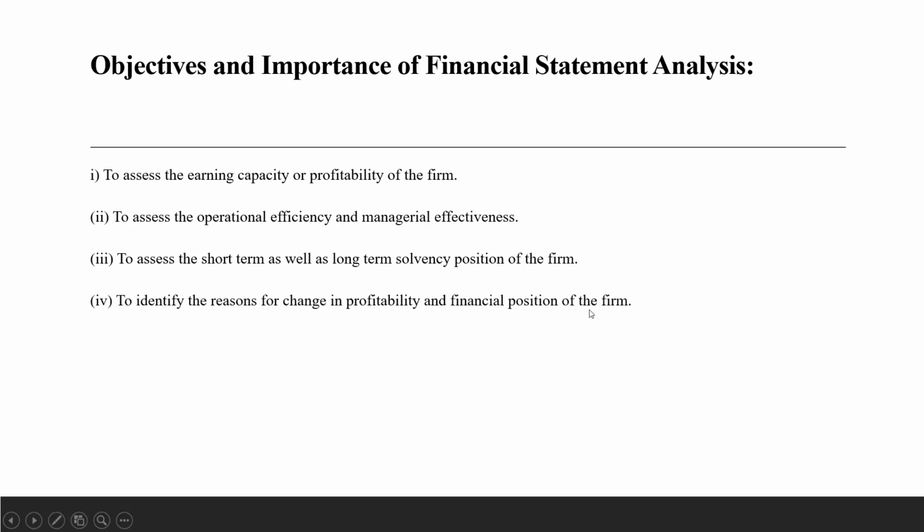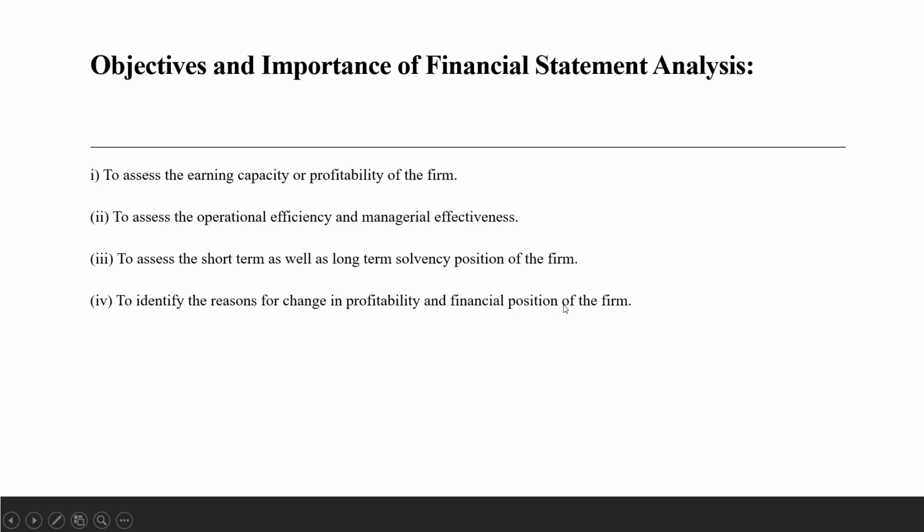The next point is to identify the reasons for change in profitability and financial position of the business. Now, the profitability and financial position of a business are not the same in all the years, right? If the company is earning profits in one year, in the next year they might not earn profit, they might suffer some losses, or it might happen that in one year they earned more profit and in the next year the profit was less. So changes of the profitability can be identified with the help of the financial statement analysis.